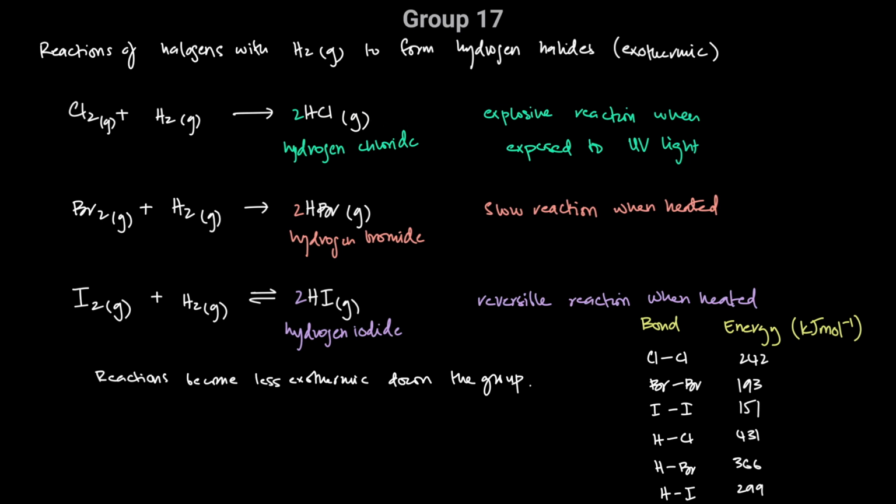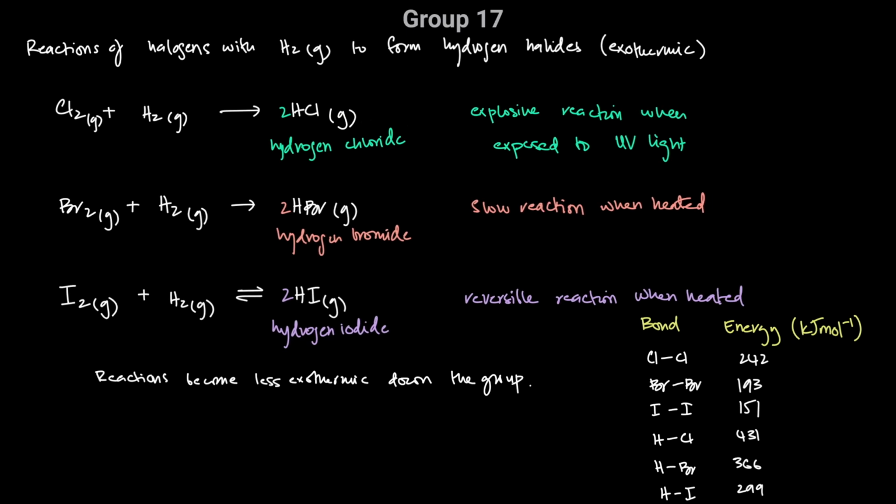Now the other thing to observe here is that the hydrogen halogen bonds are much stronger than the halogen halogen bonds. This is because of the very small size of the hydrogen atom. The HCl bond, for example, is much stronger than the Cl-Cl bond. The HBr bond is much stronger than the Br-Br bond. And the HI bond is much stronger than the I-I bond.